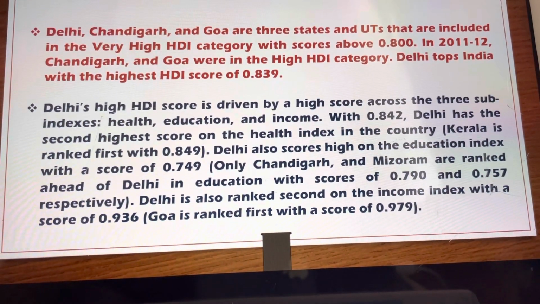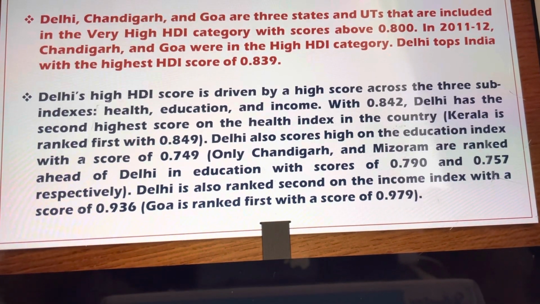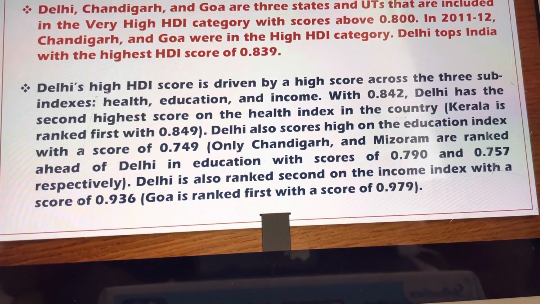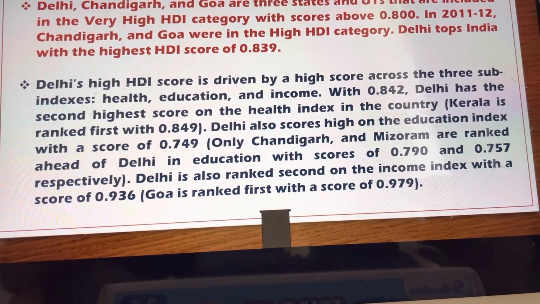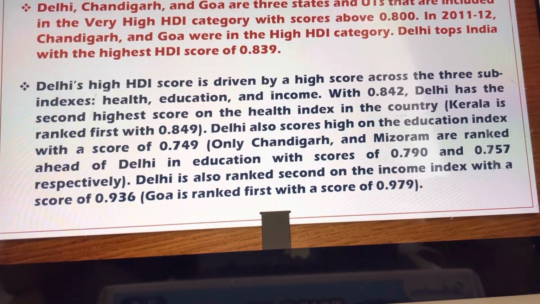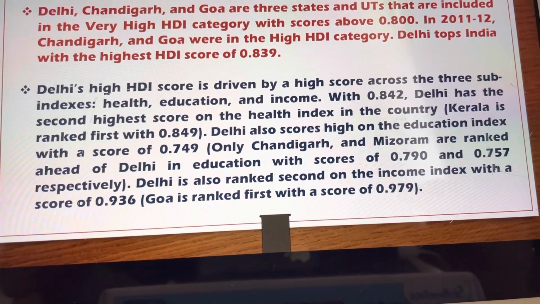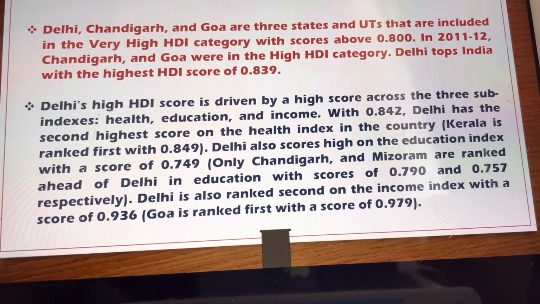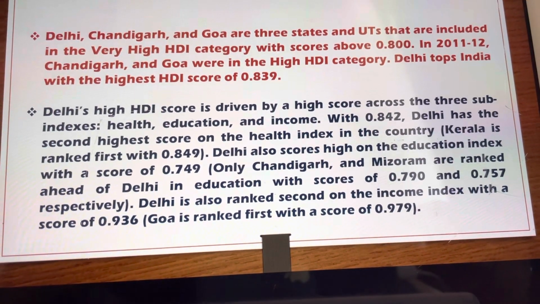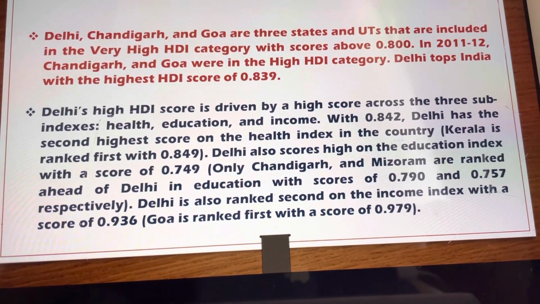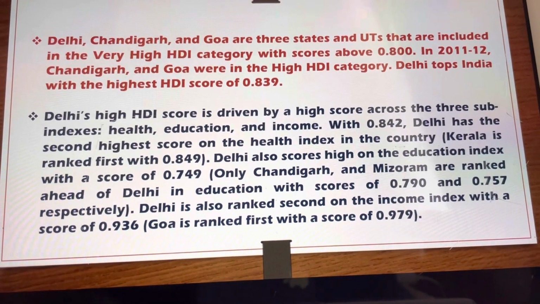What are these states in the very high HDI category? Delhi, Chandigarh and Goa are 3 states and UTs that are included in the very high HDI category with scores above 0.800. In 2011-12, Chandigarh and Goa were in the high HDI category. Delhi tops India with the highest HDI score of 0.839.